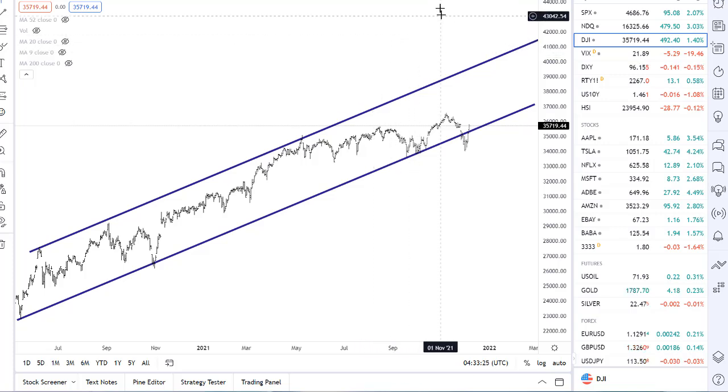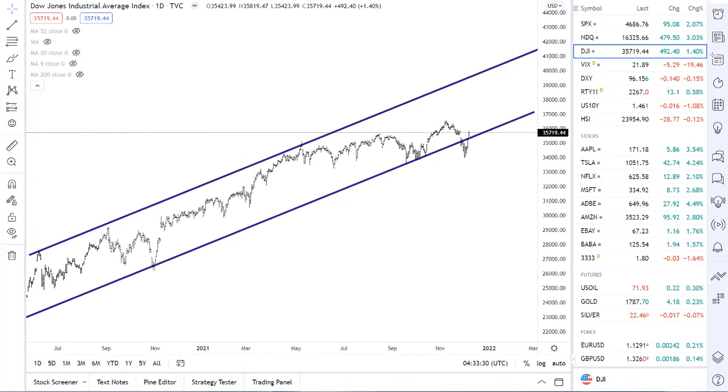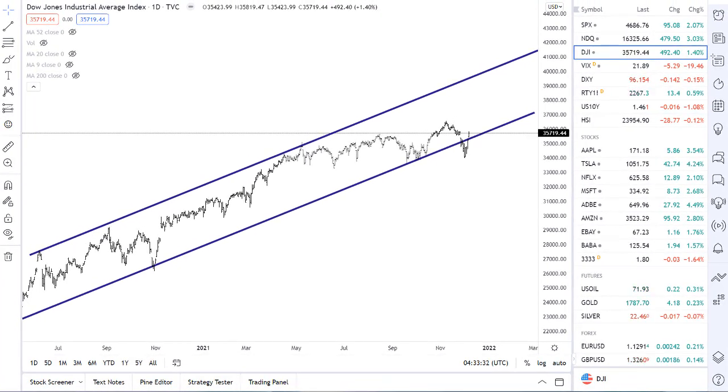So traders, I have been doing a bit of analysis today on the Dow Jones Industrial Average Index. I apologize, I actually didn't include that in today's update. So I want to do a bit of an update to share with you.